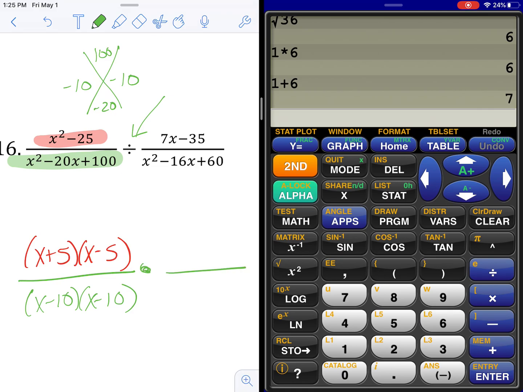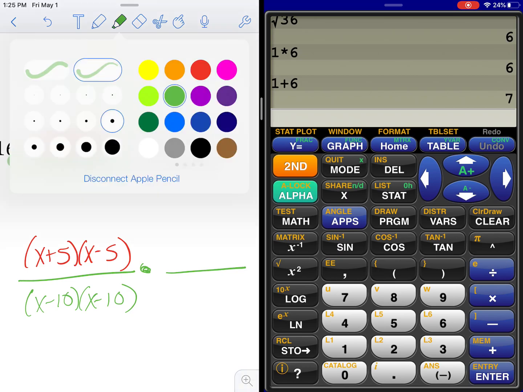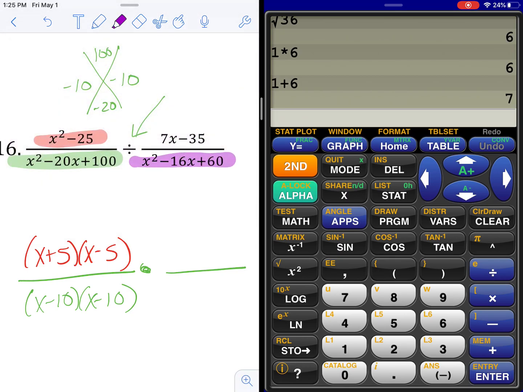Change that division to multiplication and flip. So that bottom right there, x squared minus 16x plus 60, your factors of 60 that add up to negative 16, that would be negative 10 times negative 6. So that now goes on the top because we flipped those. So you have x minus 10 times x minus 6.